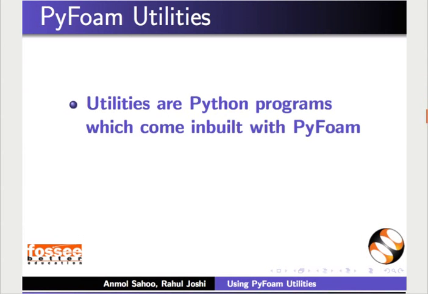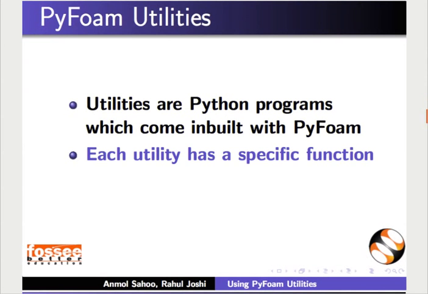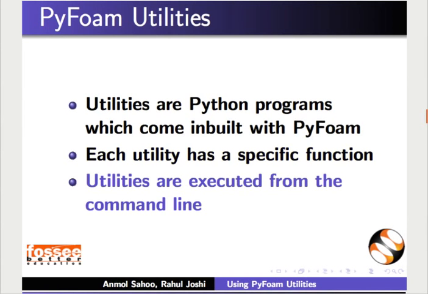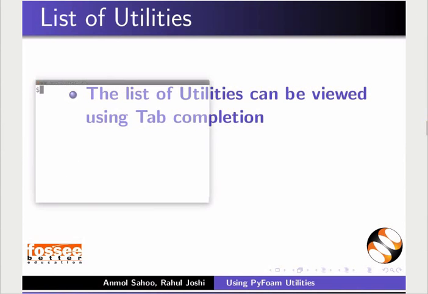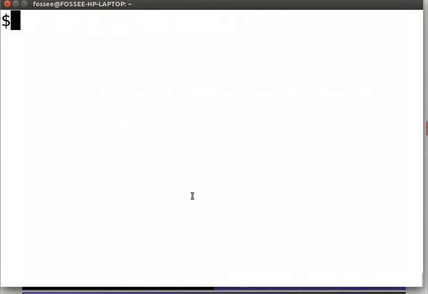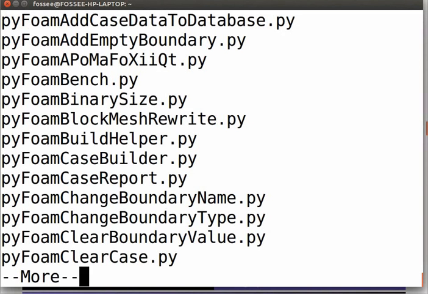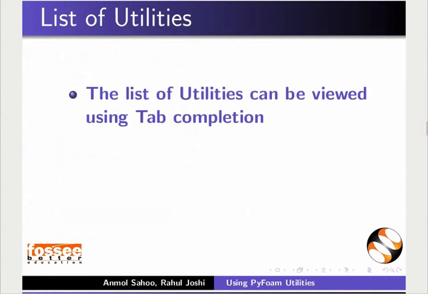Let me introduce you to PyFoam utilities. Utilities are Python programs which come inbuilt with PyFoam. Each utility has a specific function. Utilities are executed from the command line. The list of utilities can be viewed using tab completion. Open the terminal. The list of utilities can be viewed by typing pyfoam and then pressing the tab key twice. Let me switch back to the slides.